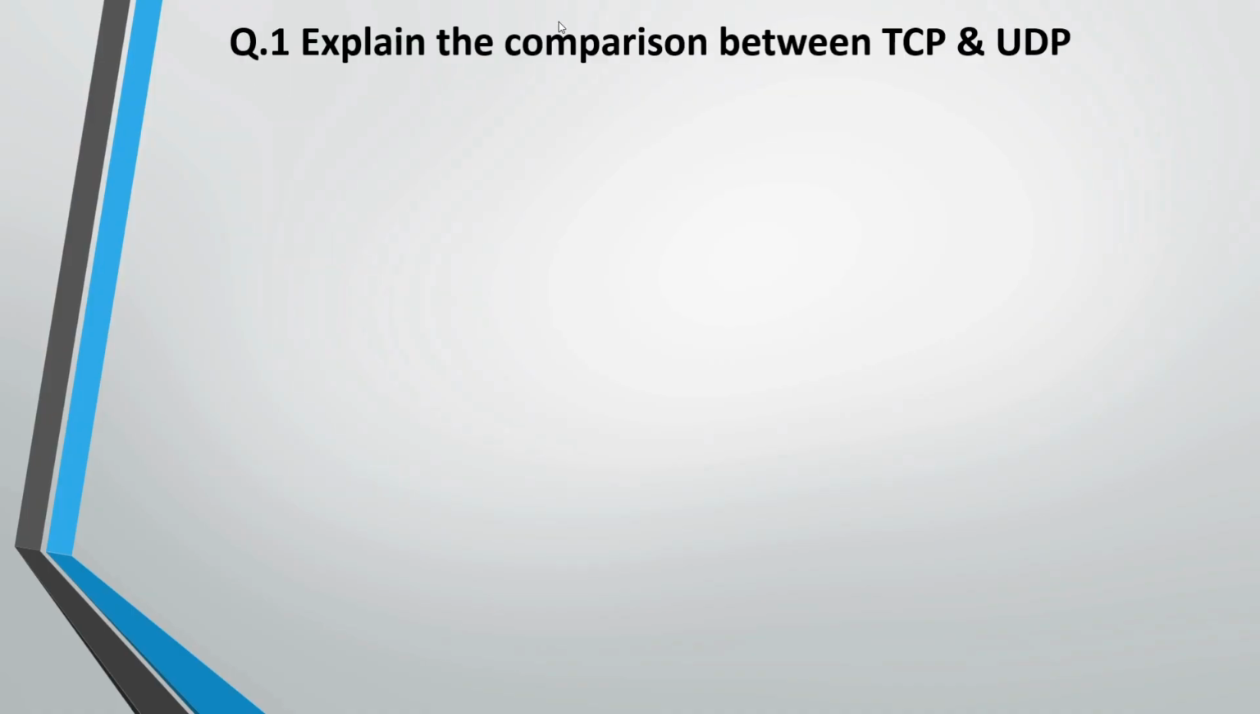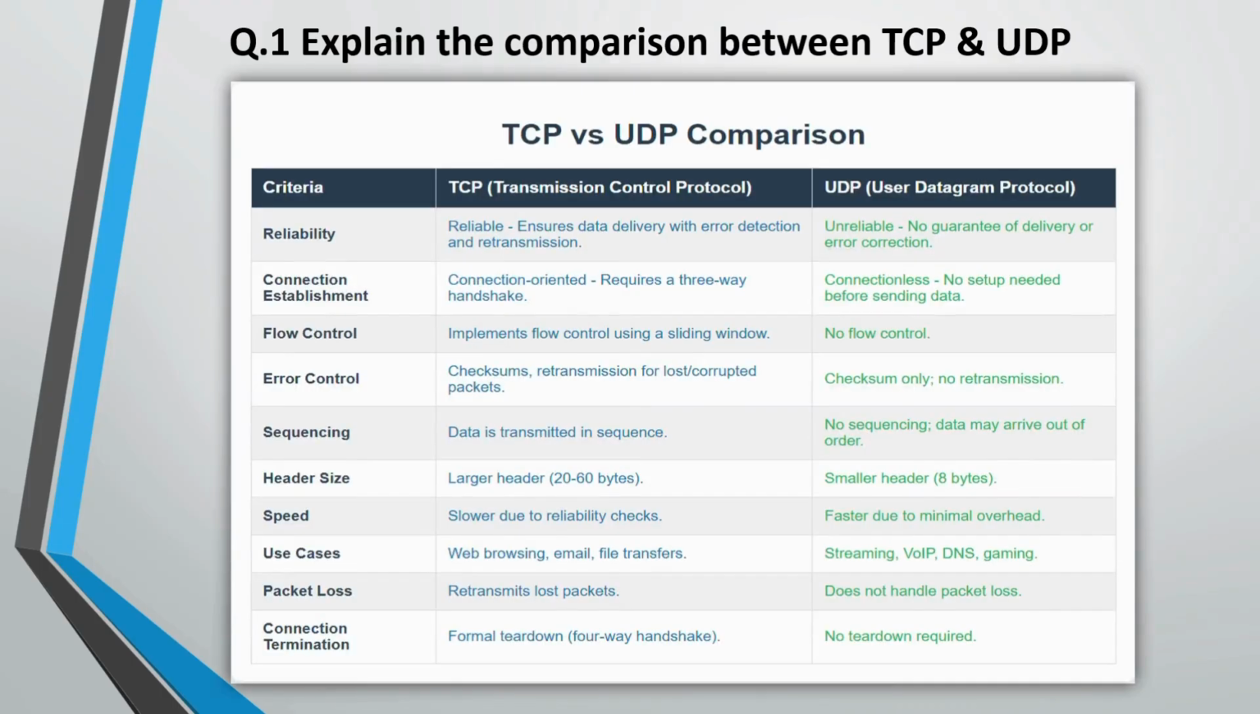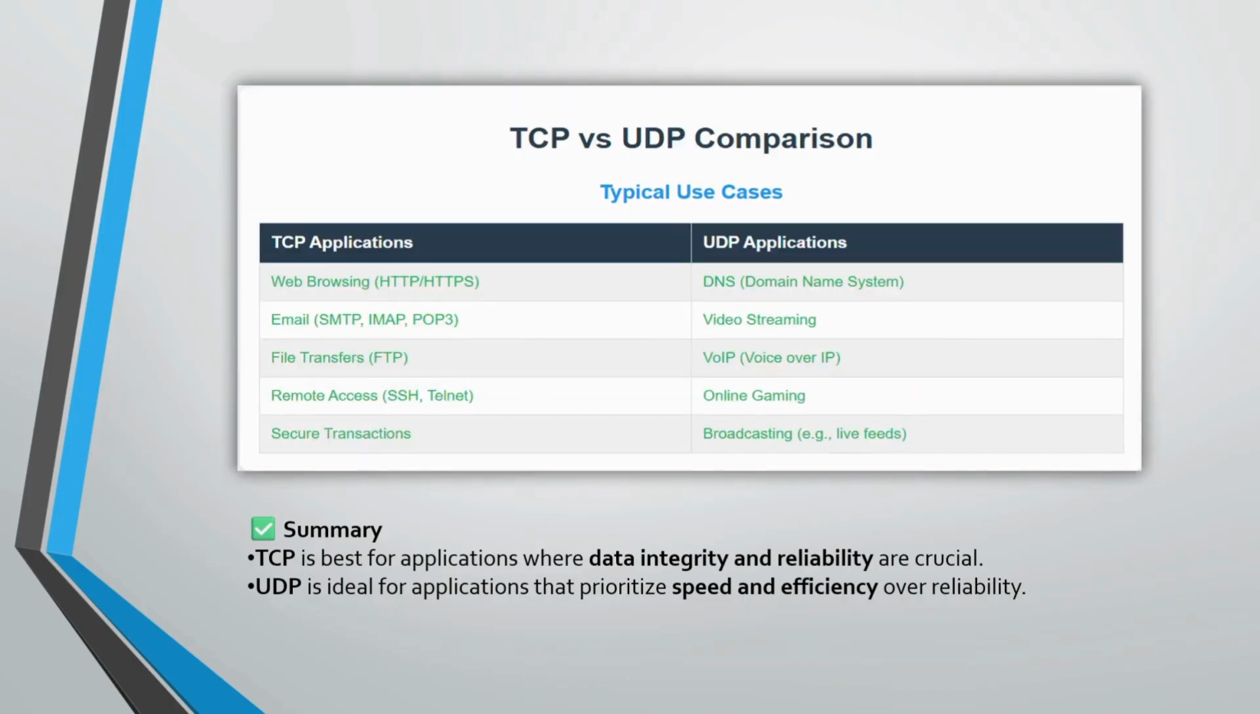Next are some theory questions that I have compiled. The first question is, explain the comparison between TCP and UDP. And the answer of this question is this. And the next slide of answer is this. You can go through it.